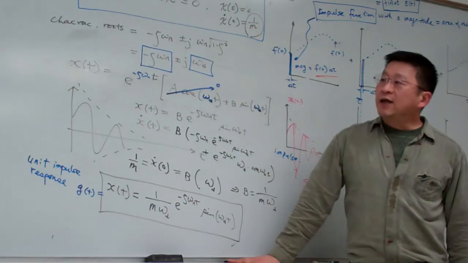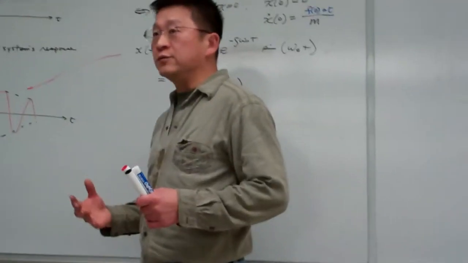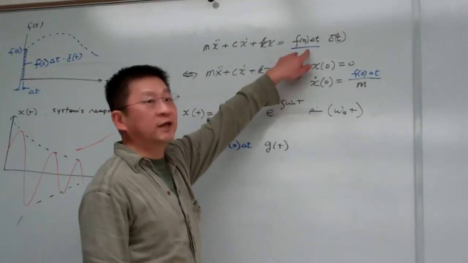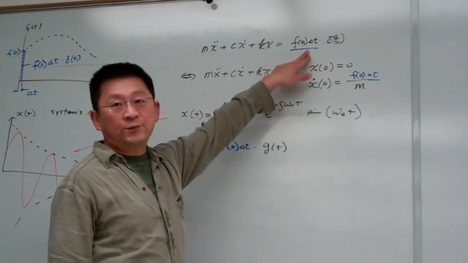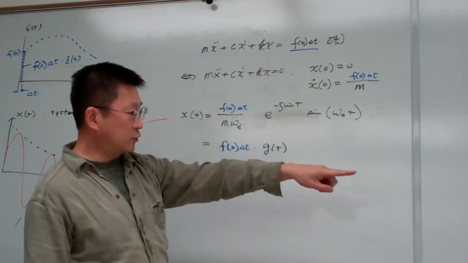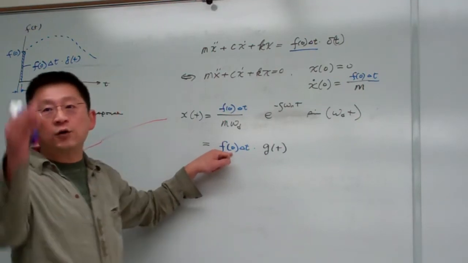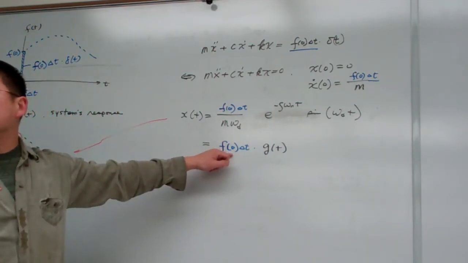Okay, and then for the general case, the system response to a general impulse function, which doesn't have to be unit, here has a magnitude that big. So simply we scale the unit impulse response with the same magnitude here. So that's the whole thinking process.